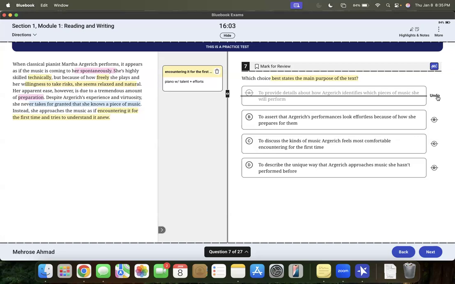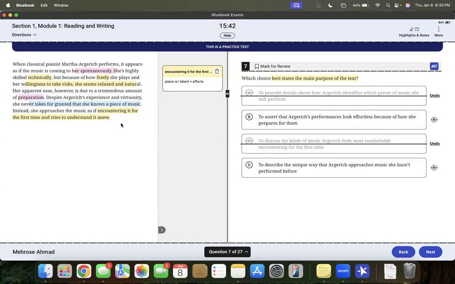Definitely plausible. C, discuss the kinds of music she feels comfortable encountering for the first time. Distractor answer because while this word encountering is used in the text, the word in the text is describing that she's encountering music that she's already seen.